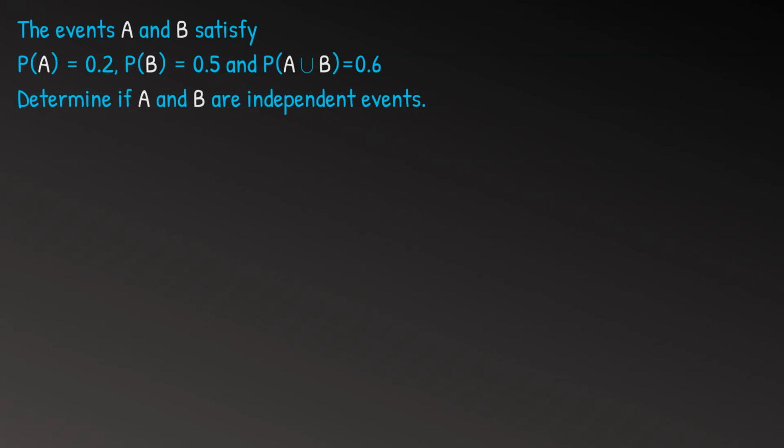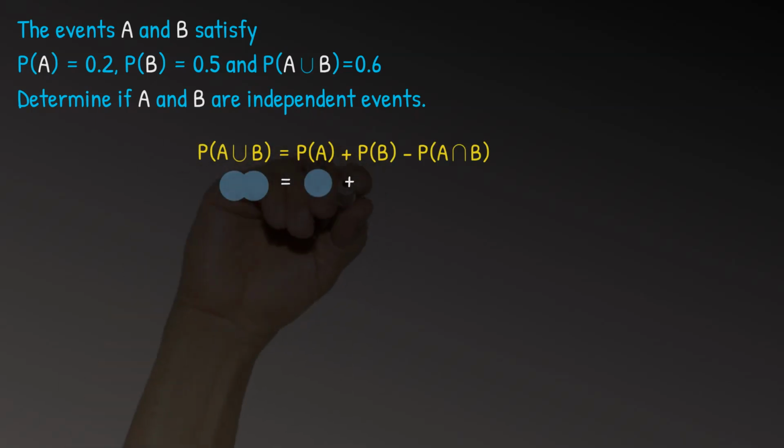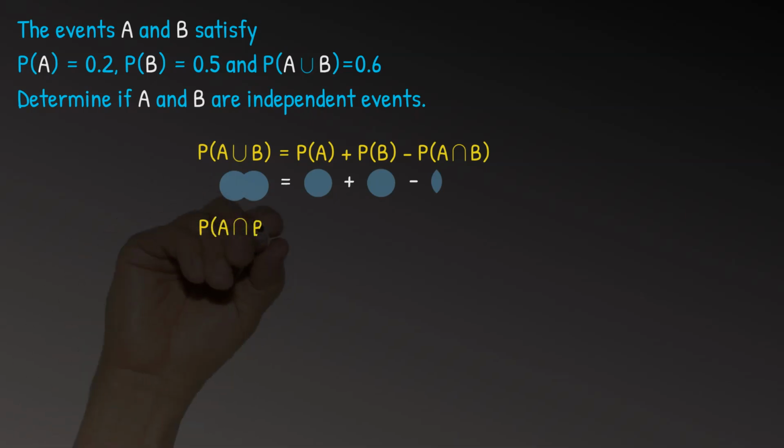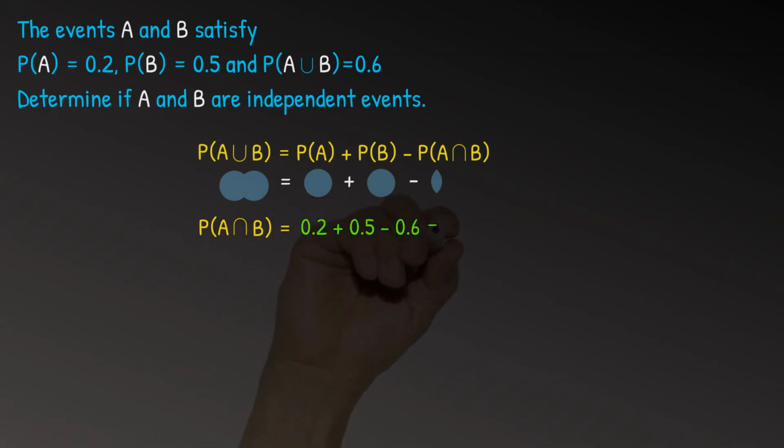In this question, we're given the probability of A, B, and A union B, and we're asked to determine if the events are independent. Well, we know that the probability of A union B is equal to the probability of A plus the probability of B minus the probability of A intersect B. Now, we've said that so many times, you probably know that off by heart by now. So we can rearrange this and work out the probability of A intersect B, which is equal to 0.2 plus 0.5 minus 0.6, so that's equal to 0.1.